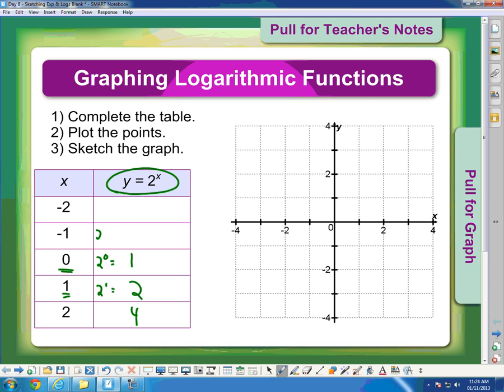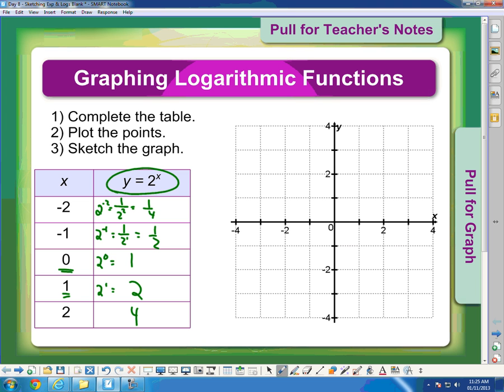What about 2 to the negative 1? Well, of course that means 1 over 2 to the 1, which is 1/2. And 2 to the negative 2 means 1 over 2 squared, which is 1/4. So we've got our table of values, and we can graph it.